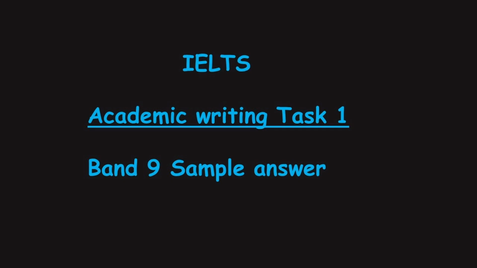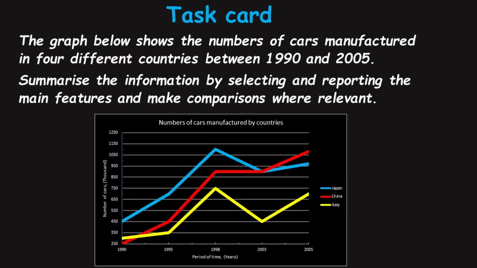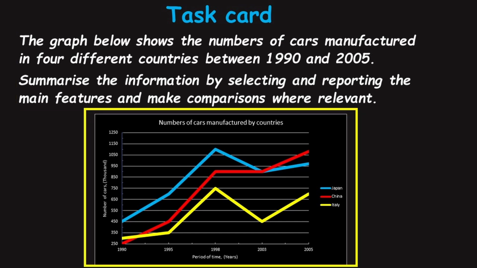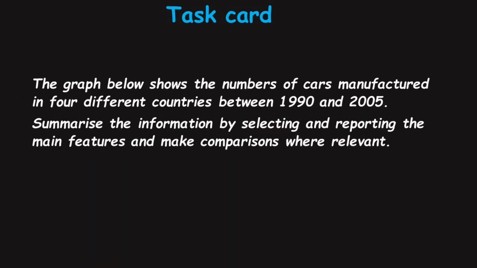It's time to look at the example. This task card presents the task description and the line graph. On the top you can see the task, and on the bottom the line graph. The task says, the graph below shows the number of cars manufactured in 4 different countries between 1990 and 2005. Summarize the information by selecting and reporting the main features and make comparisons where relevant.